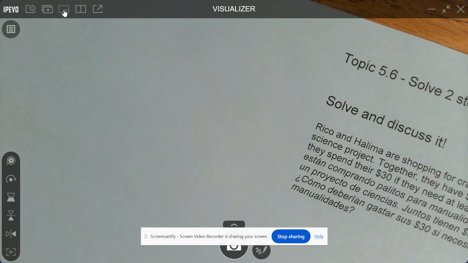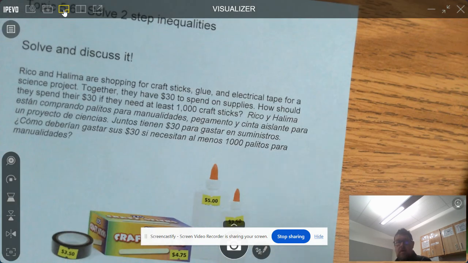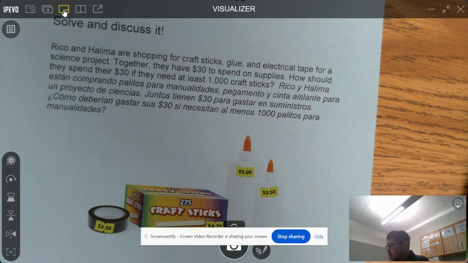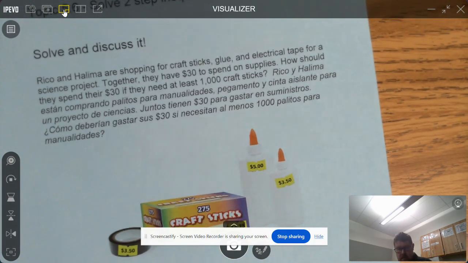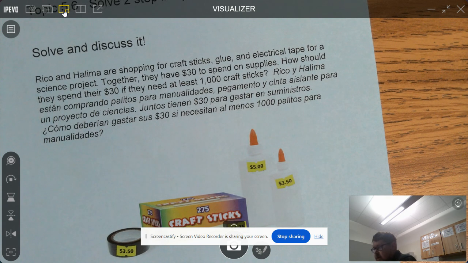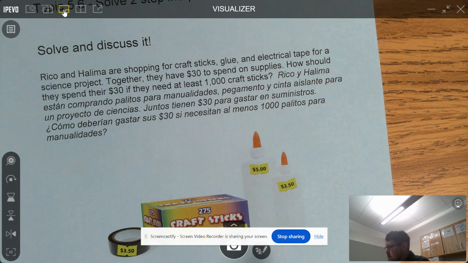Morning, guys. All right, so we're moving on to 5.6, where we're talking about two-step inequalities. We've got these two kids, Rico and Halima, shopping for craft sticks, glue, and electrical tape for a science project. Together, they have $30 to spend on supplies. How should they spend their $30 if they need at least 1,000 craft sticks?